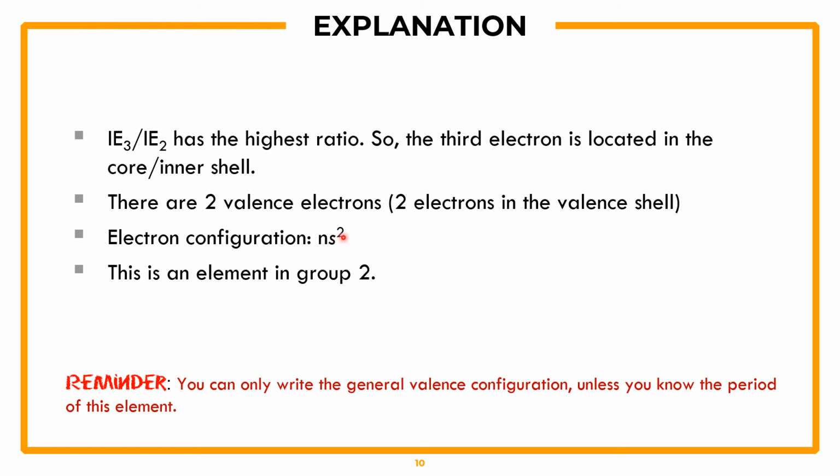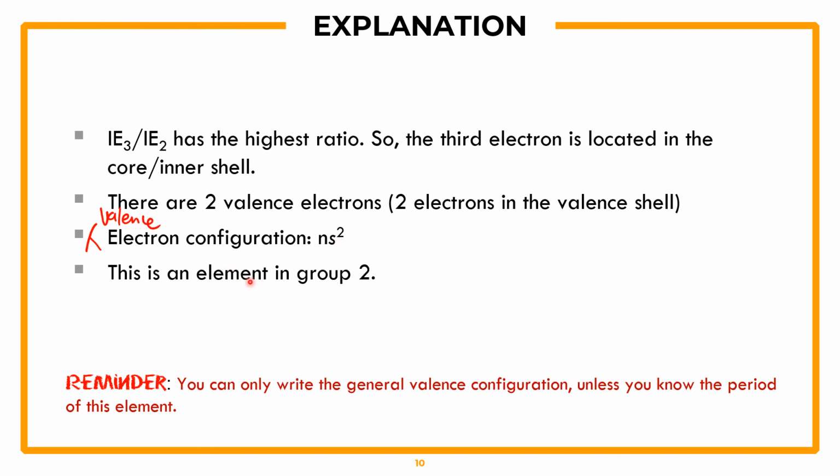Tapi kenapa NS2? Kenapa bukan NP2? Kerana kita hanya ada 2 sahaja valence electron. So, bila ada 2 valence electron, di manakah elektron itu akan berada? Kalau you recall balik what you have learned in previous lecture, ada 2 valence electron. So, 2 valence electron merujuk kepada kumpulan 2. Di manakah kumpulan 2 terletak? Di S block. Okay, so that's why the valence electron configurations di sini, okay, kita hanya akan dapat NS2.